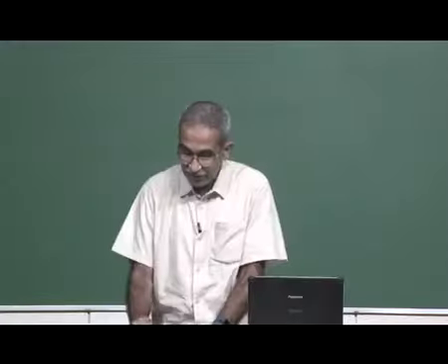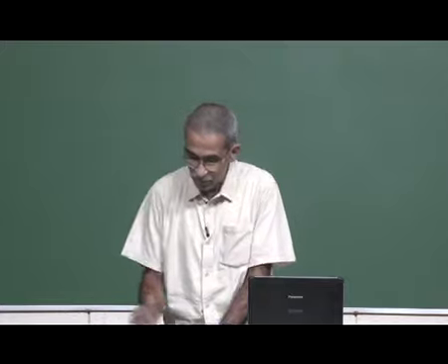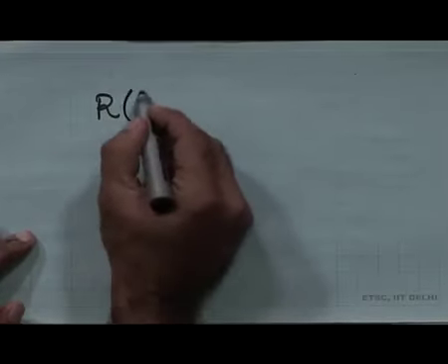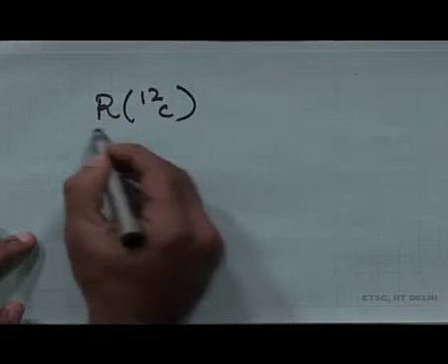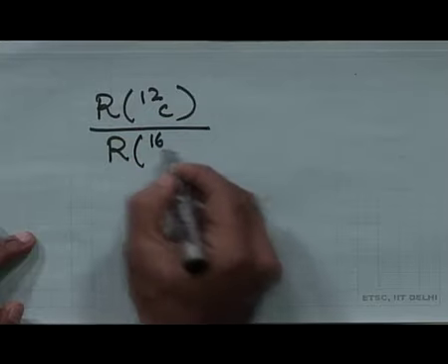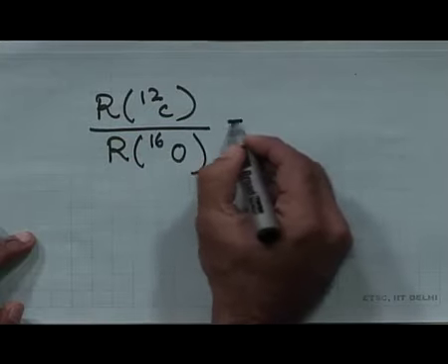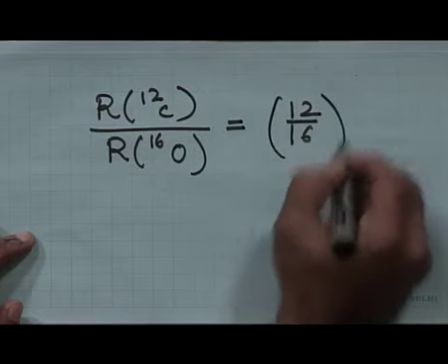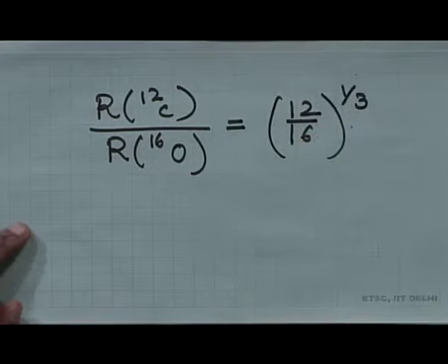What do I conclude from this? From this I conclude that radius of 12 carbon divided by radius of oxygen is nothing but 12 by 16 to the power of 1/3.